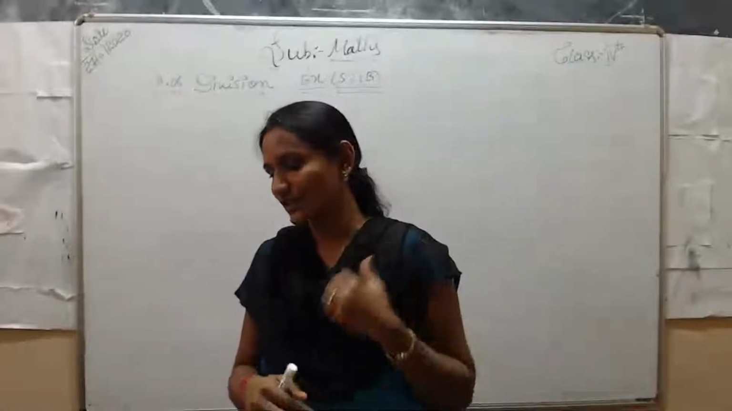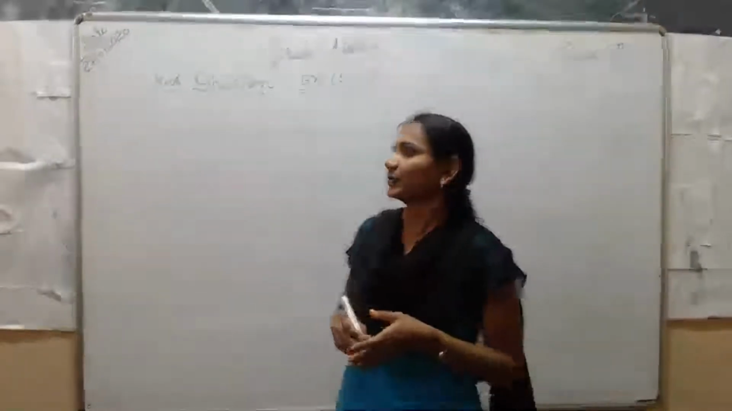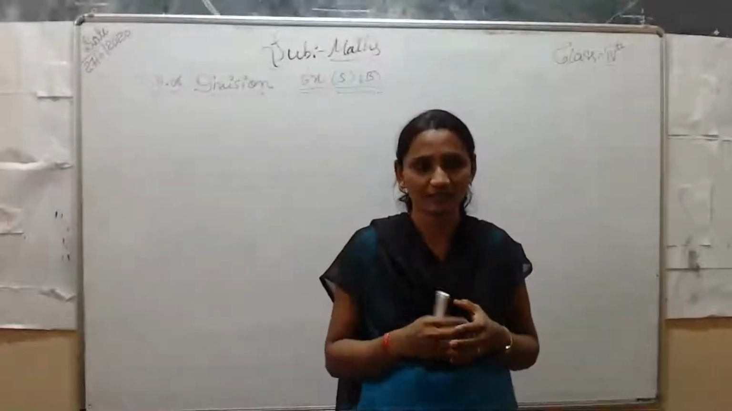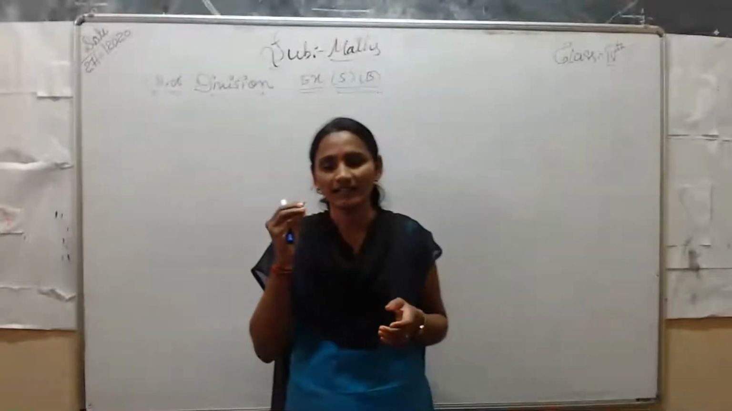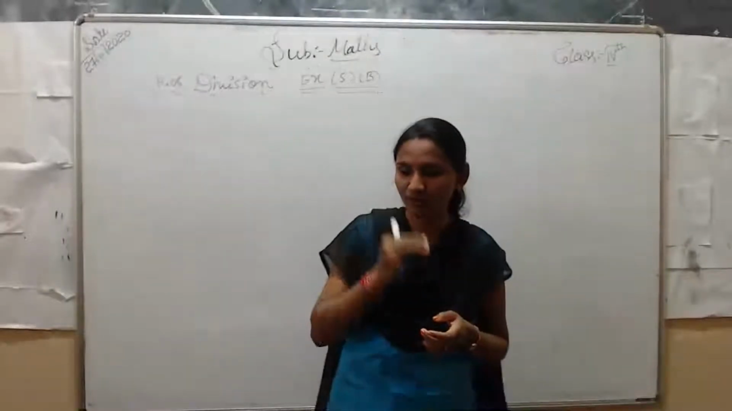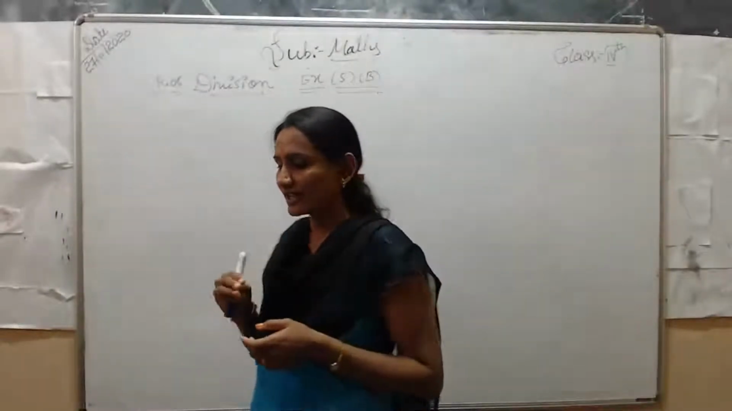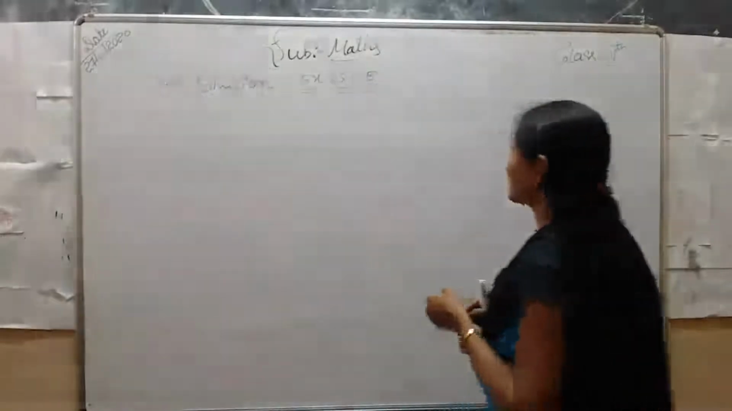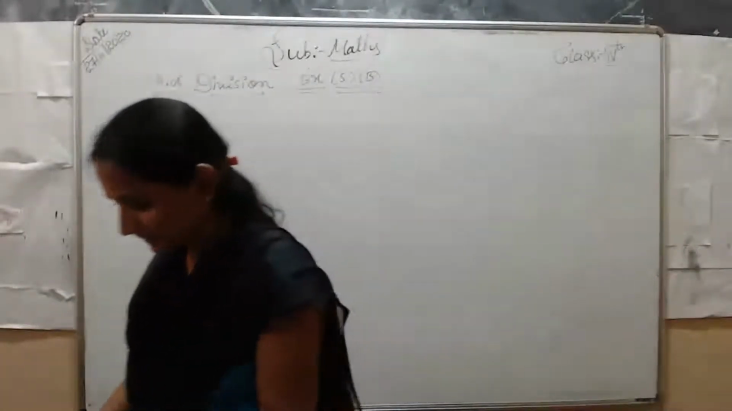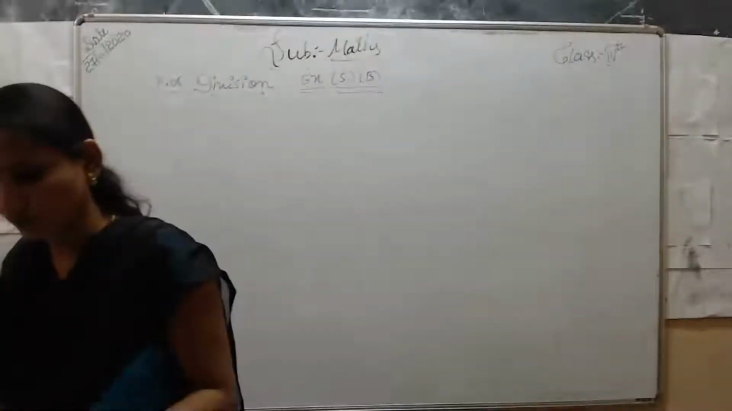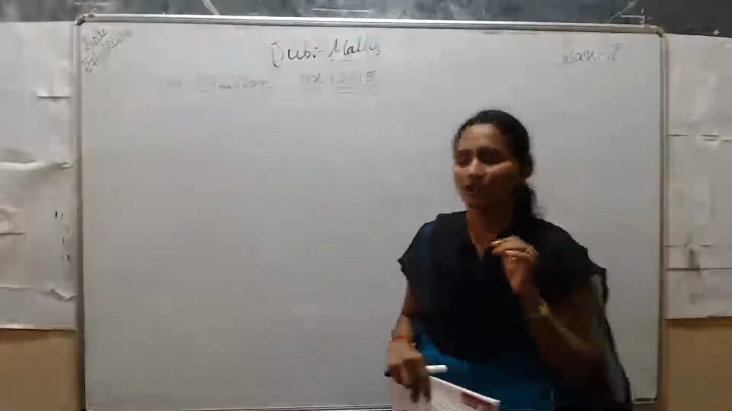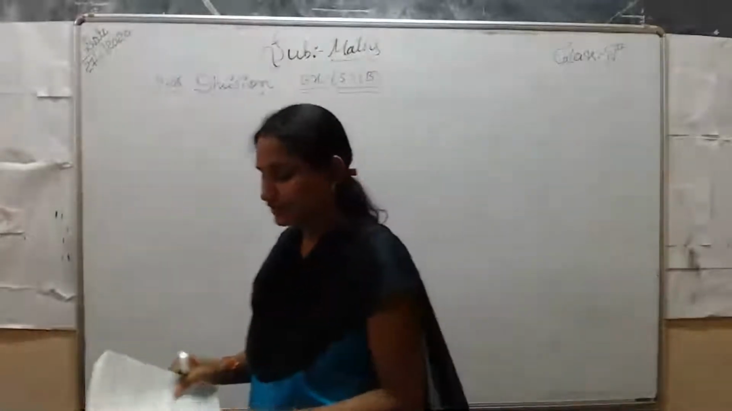In today's class, you know that division has four main parts: the divisor, dividend, quotient and the remainder. Yesterday I already explained the formulas. Today we are going to learn exercise 5B. Open page number 59. Divide and check your answers. Divide and check your answers means use the formula, students. So what is the formula?